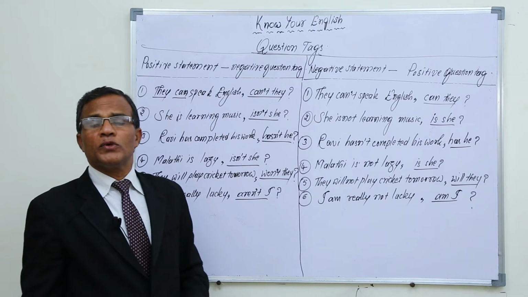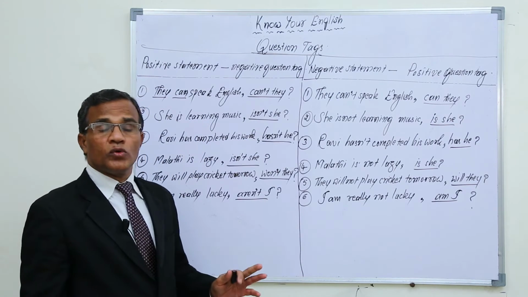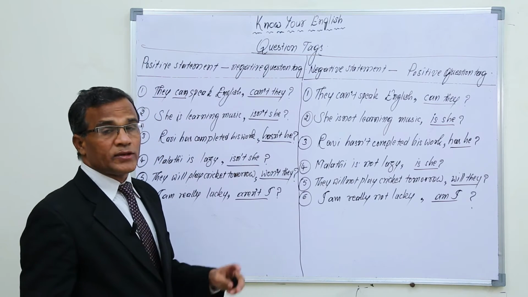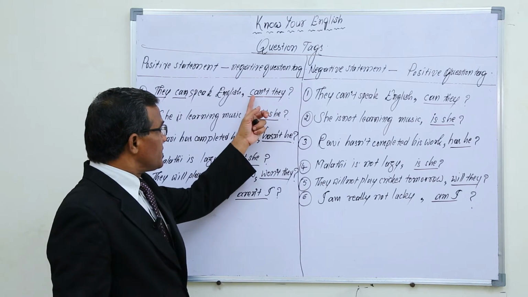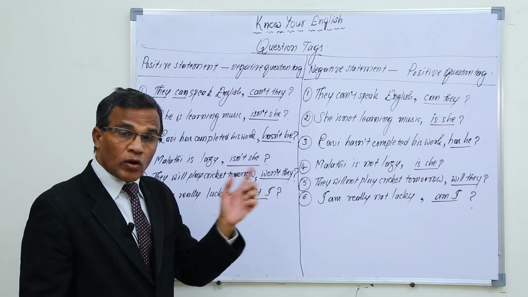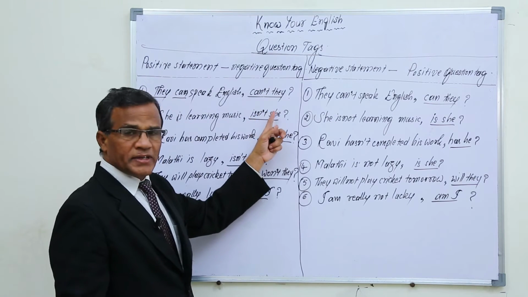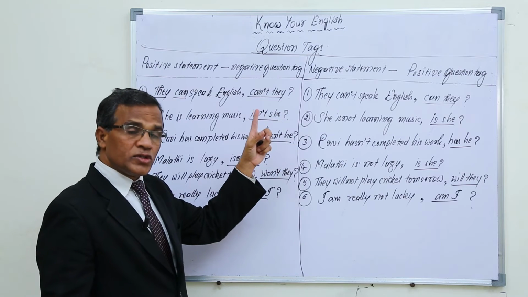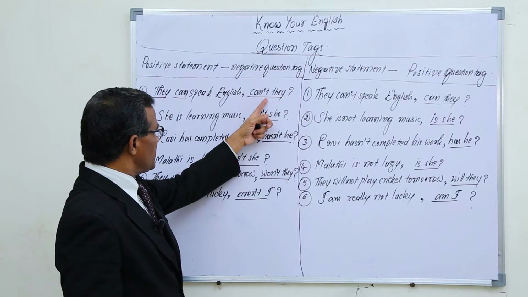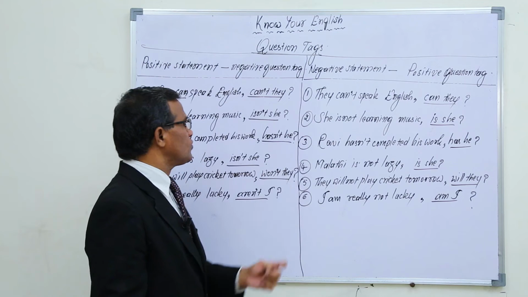One more thing we have to keep in mind: a question tag is purely a conversational, spoken form. So as it is a spoken form, always use can apostrophe t, meaning we should not use cannot. Always n apostrophe t. This must be followed. They can speak English. The negative question tag is can't they, not cannot they.